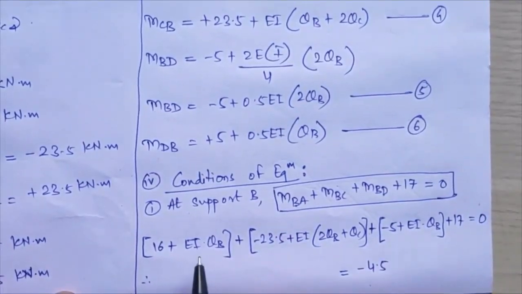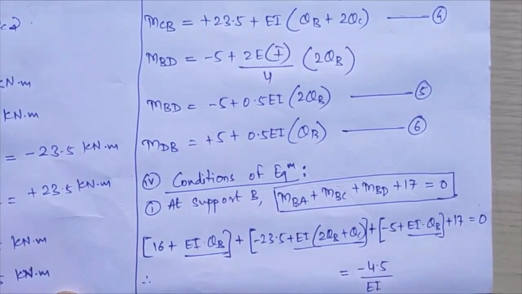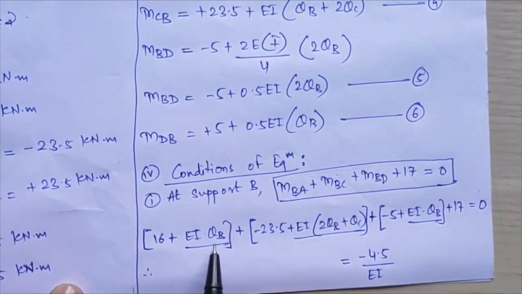Then now I have to see for these theta terms, that is these three terms. From all these three terms I am taking EI common, and that EI will get divided to this equation. So I'll see for the first theta B term. See, here you are having 1 theta B, here you are having 2 theta B, here you are having 1 theta B.